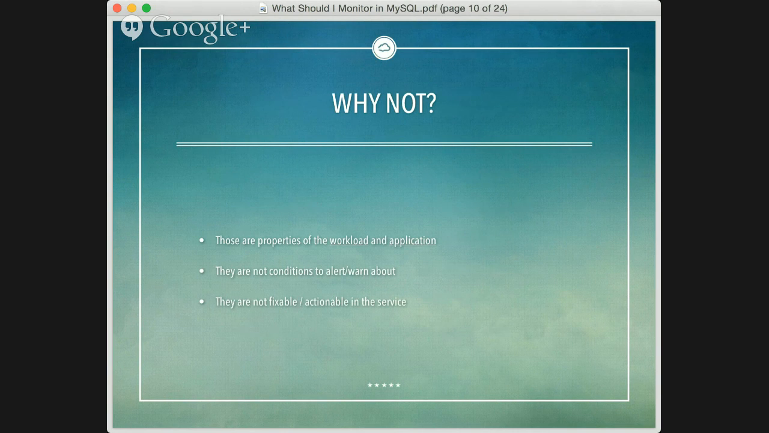And the reason that's true is that it's not a question about whether work is getting done or not and how good the quality of the work getting done is. They are very much secondary things, and they're properties of the workload and the application. And they're not actionable. You can't fix them directly. So if you send an alert that can't be fixed, you're doing it wrong.